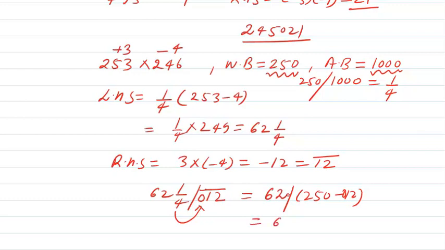So what is the answer here? 62, and if I subtract 0, 12 from 250, I will be basically getting 238. So that is the product. I hope it is making sense.